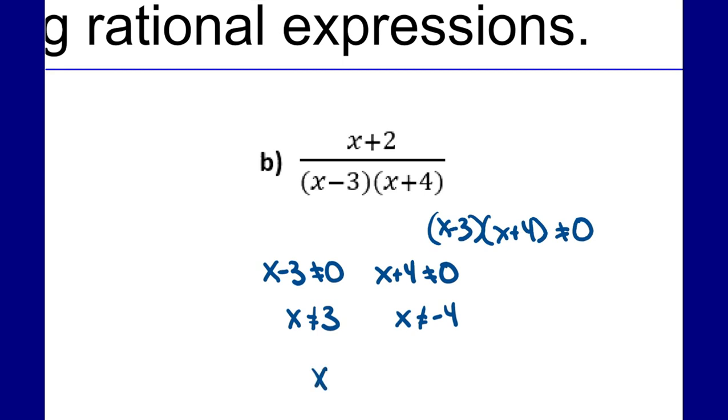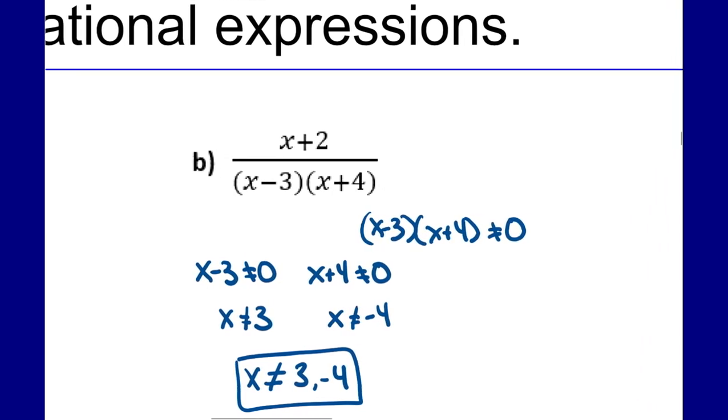So I'm going to state at the end all my restrictions together. Oops. I don't know if it matters which way the cross between the equal signs goes, but x cannot equal 3 and negative 4. So that is my restriction, or my restrictions.